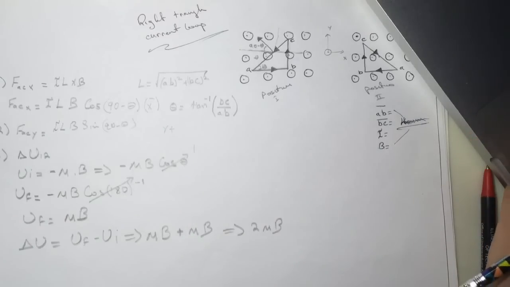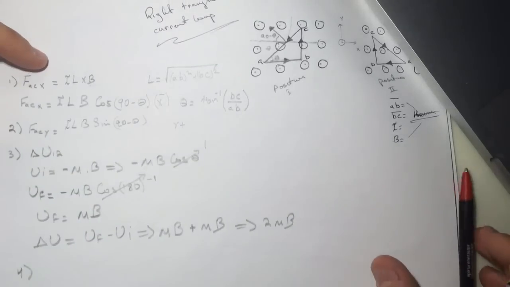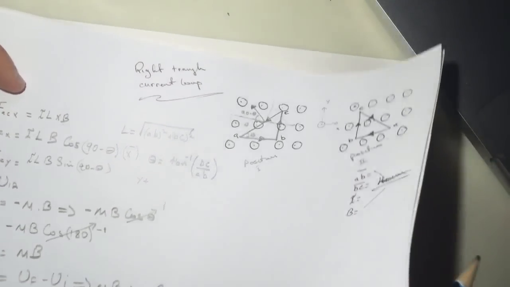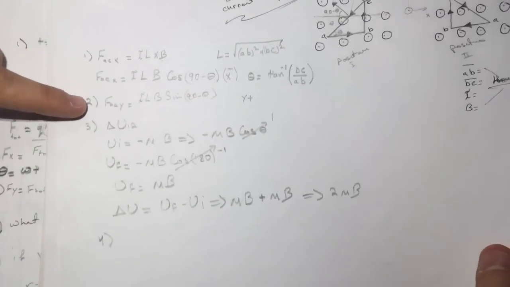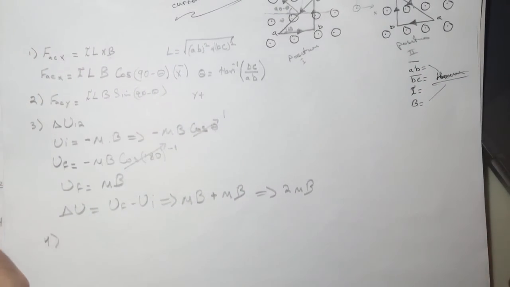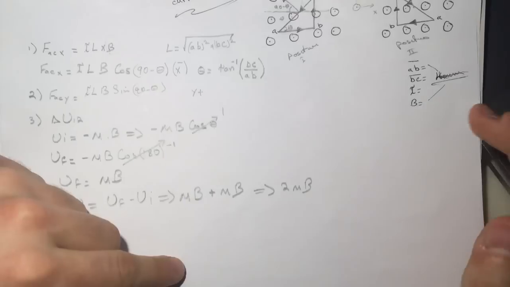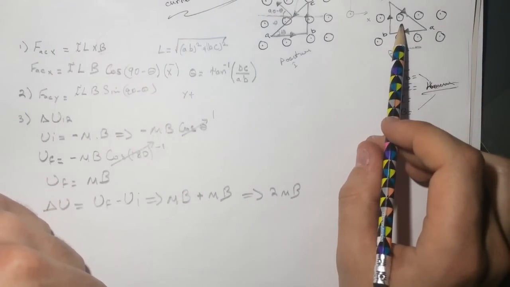Cool. Alright, so number 4 is asking, let's fix this. There's enough room. It's asking, the wire now is rotated back 90 degrees toward position 1. If the wire is released from this position, how would it move?